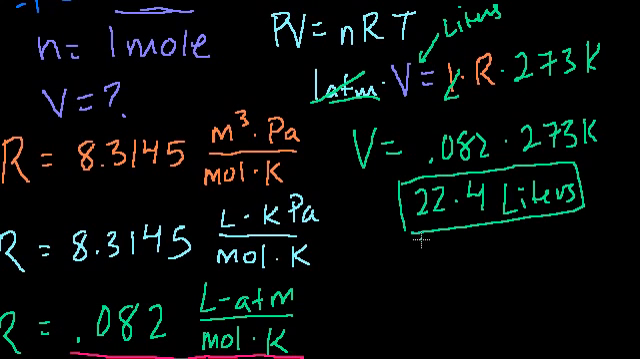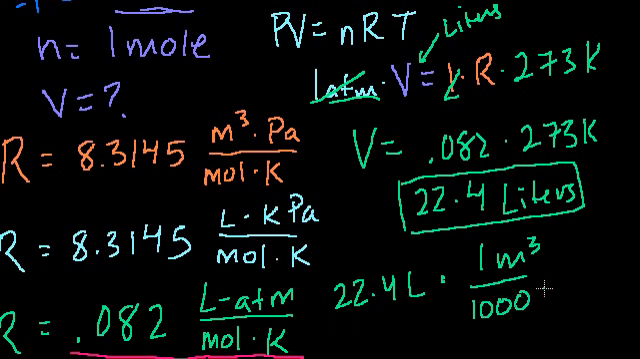And if you wanted to know how many meters cubed it's going to take up, you could say 22.4 liters times, now how many meters cubed are there? For every 1 meter cubed, you have 1,000 liters. I know that seems like a lot, but it's true. Just think about how big a meter cubed is. So this would be equal to 0.0224 meters cubed if you have a mole of something at 1 atmosphere and 0 degrees Celsius. Anyway, this is actually a useful number to know sometimes.